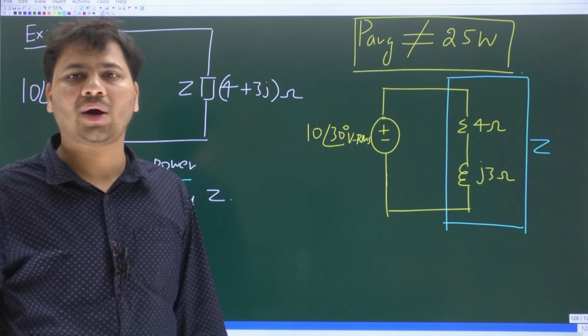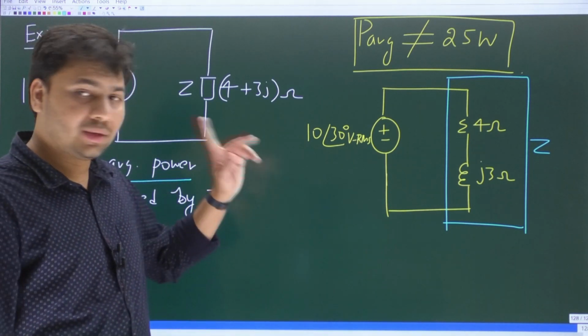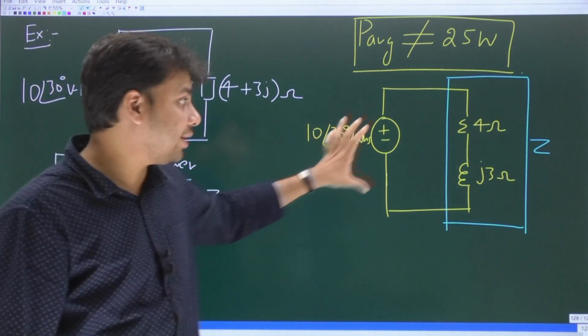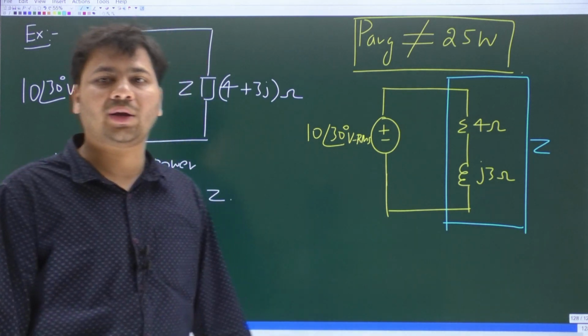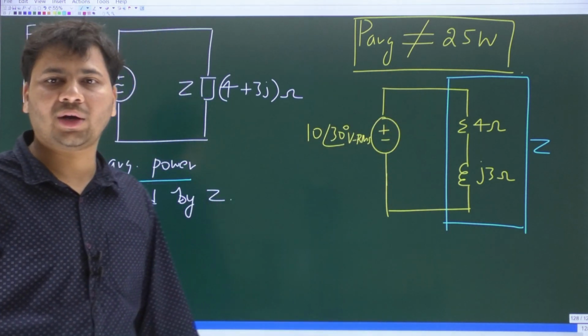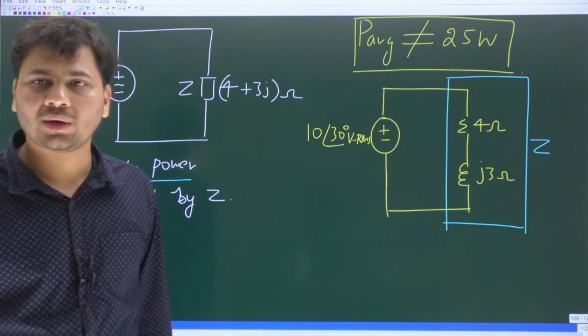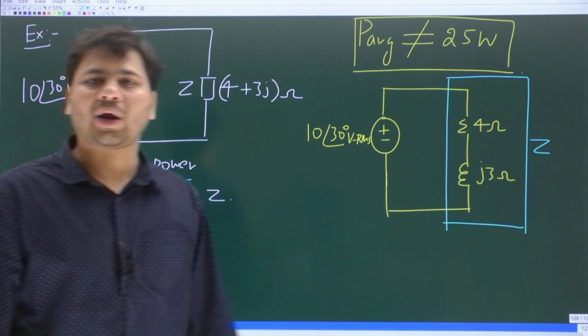Did you all understand what your mistake is? I hope it is clear. This voltage will not entirely appear across the resistor. Only a part of it will appear across the resistor. So you cannot say that the average power dissipated by the resistor is 25 watts. You understood? So always try to find the current.